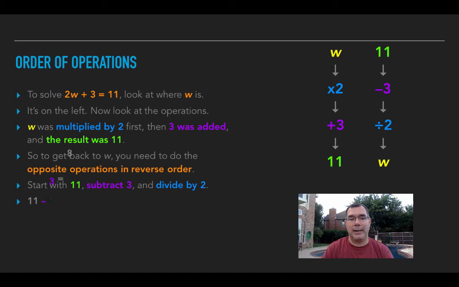So let's see where I end up. 11, when I subtract 3, that gives me 8. And when I take 8 and divide by 2, that gives me 4. So that's kind of a short way of talking about that.